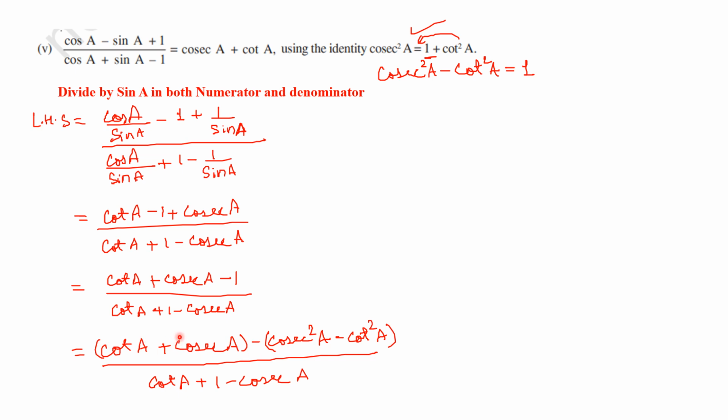So I can take common in both. Here and here, in both the terms, I can take cot A plus cosec A common. So when I take that common, from the first term I will be left with 1 because I have taken this complete term common, and the second term can be written as (cosec A + cot A) into (cosec A − cot A), isn't it? I am writing it such that you will not get confused.